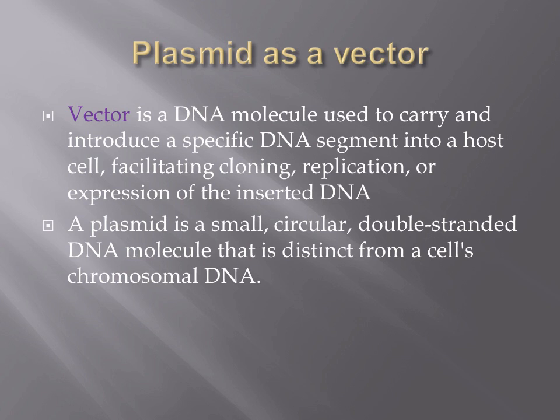Coming to plasmids or vectors. So what is a vector? A vector is a DNA molecule that is used to carry a specific DNA segment into the host cell. The DNA which we need to transfer from one cell to another cell is transferred by a vehicle, a carrier, which is known as a vector. The important vector available is a plasmid. A plasmid is a small circular double-stranded DNA that is distinct from other cells.